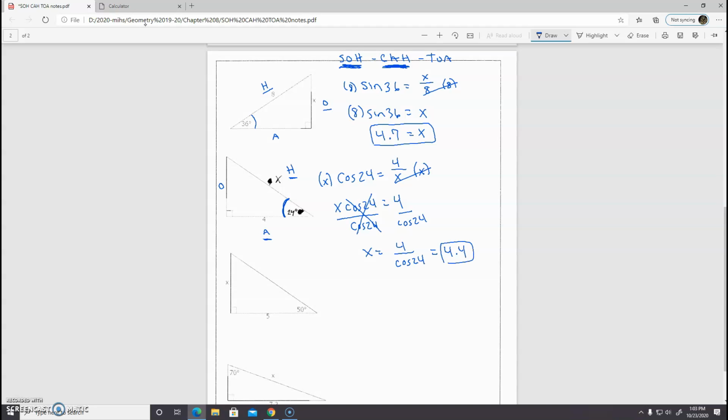Again, make sure it makes sense. My hypotenuse has to be my longest side. Well, I have a 4, and 4.4 is longer, so it makes sense. So I feel comfortable with that answer.